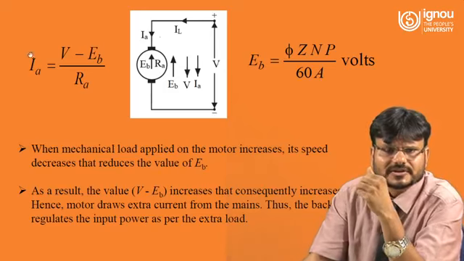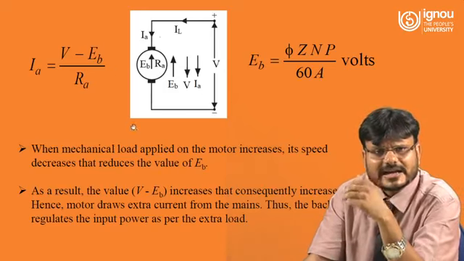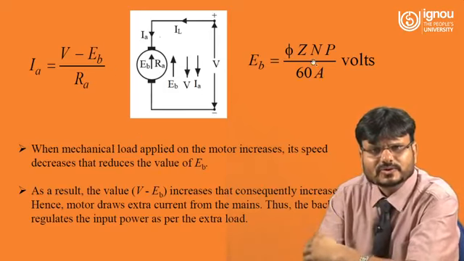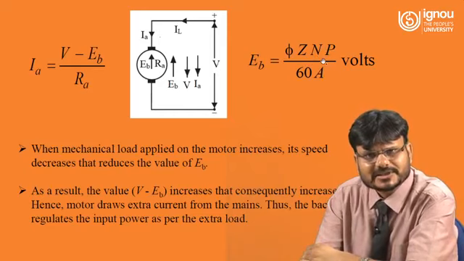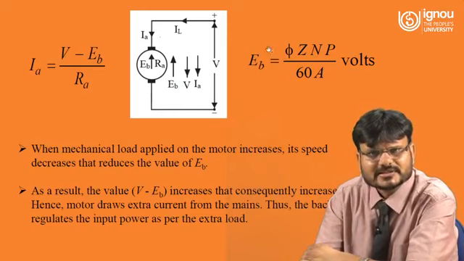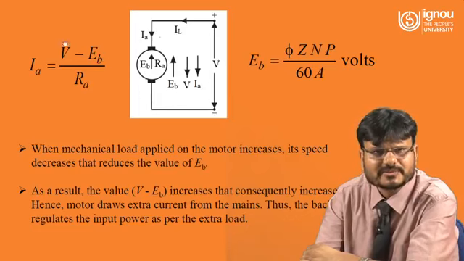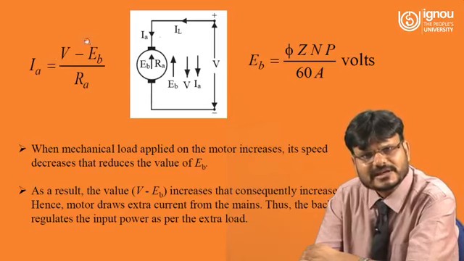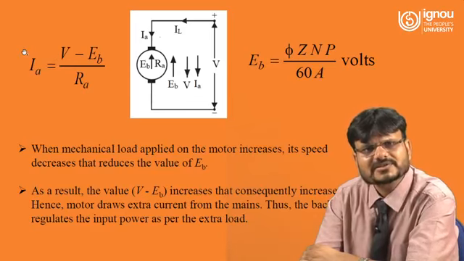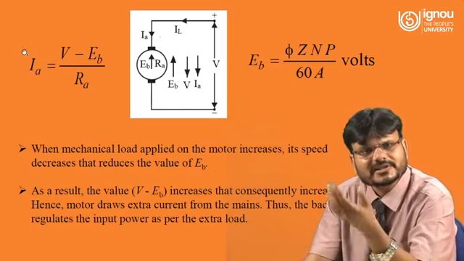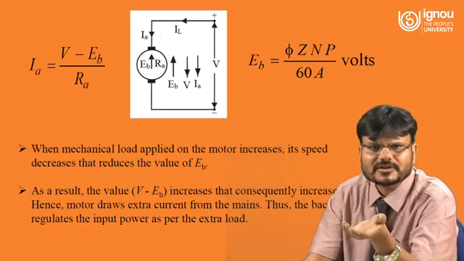So what have you understood? As load increases, speed will decrease. If speed decreases, back EMF will decrease. If back EMF decreases, V minus Eb will increase. If V minus Eb increases, the armature current will increase. If the armature current increases, the torque will increase.